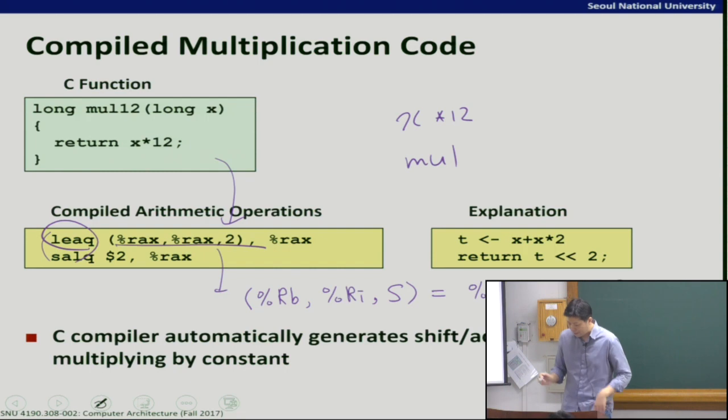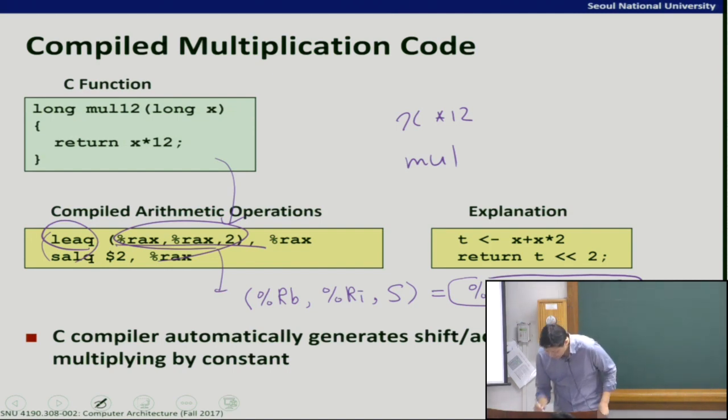Okay, so this is actually compiler. Actually, the instruction does not compile. The CPU actually computes this value whenever it sees this expression. In this case, let's say RAX holds the value of x. Then it first computes RAX plus RAX times 2, and stores the result back to the register RAX. So it updates the value of itself to x plus x times 2, which is 3x, right?